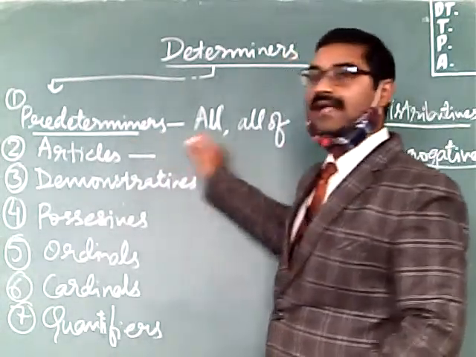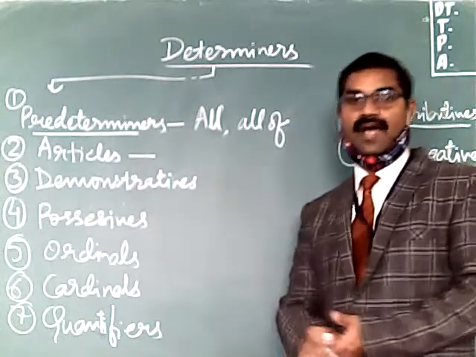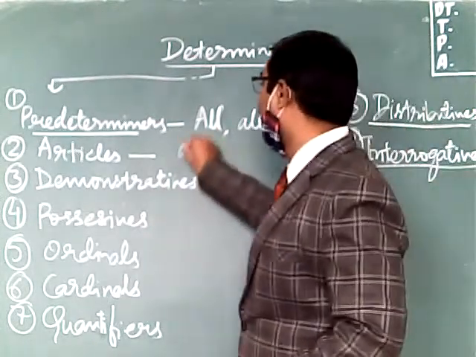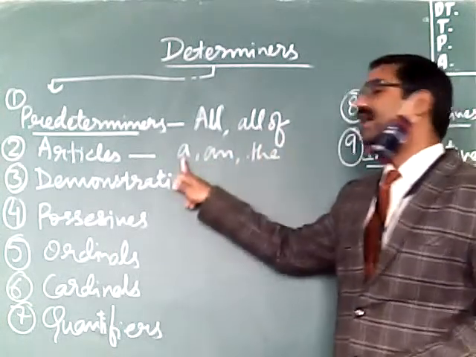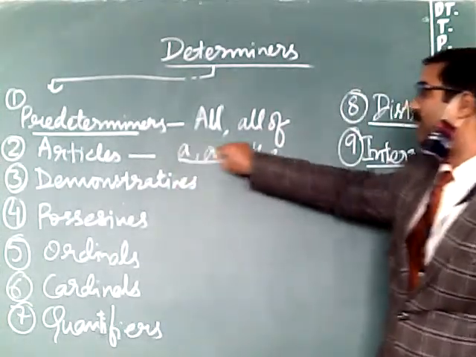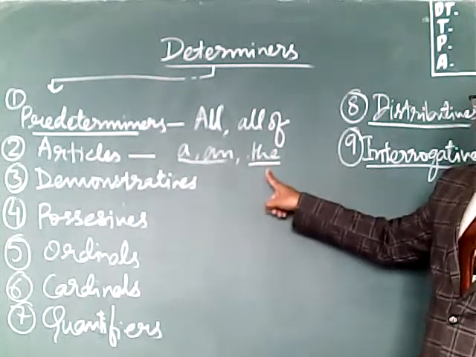Articles: a and the, a comma and comma the. In some books you will find these in a different category, and the as a definite article.